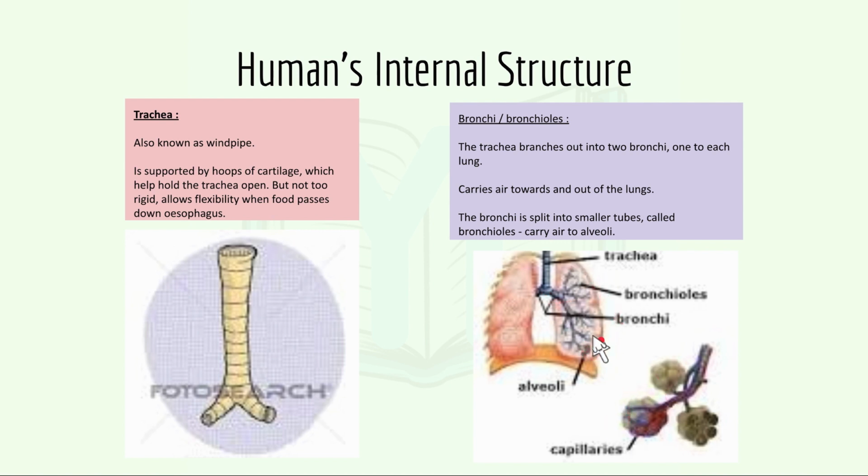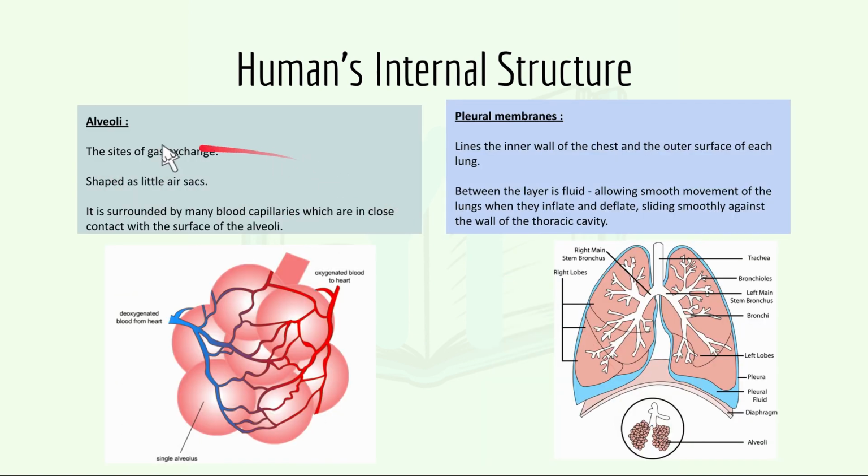And here are the alveoli over here. An alveolus is a site of gas exchange and is shaped like a little air sac, surrounded by many blood capillaries which are in close contact with the surface of the alveolus. And the pleural membranes, you can read, line the inner wall of the chest and the outer surfaces of each lung.